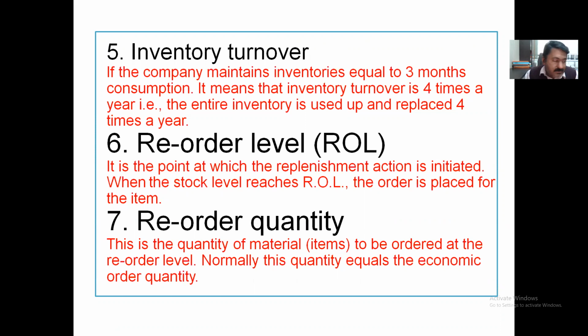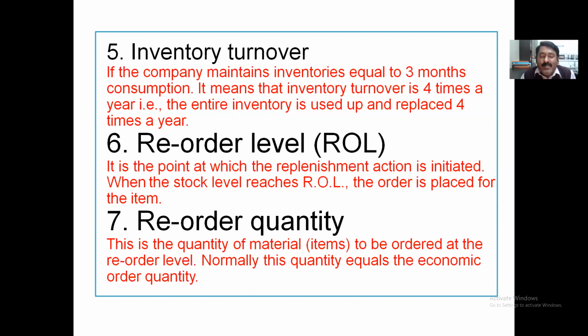Inventory turnover. Suppose the company maintains inventory equal to 3 months of consumption. It indicates that the inventory turnover is 4 times a year. The entire inventory is used up and replaced 4 times a year. So if the company maintains inventory equal to 3 months of consumption, once the inventory is available, it will be consumed in 3 months. Again it will be refilled in the month of April. Again 3 months, April, May, June, and in July it will be refilled again.